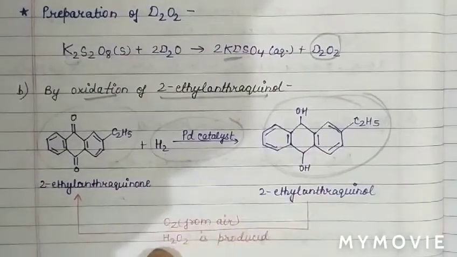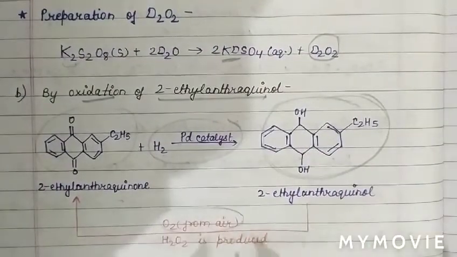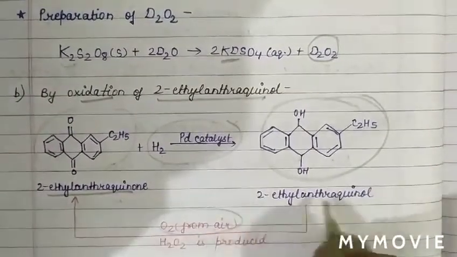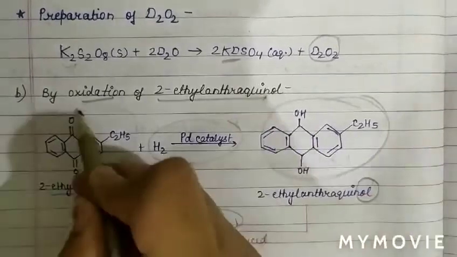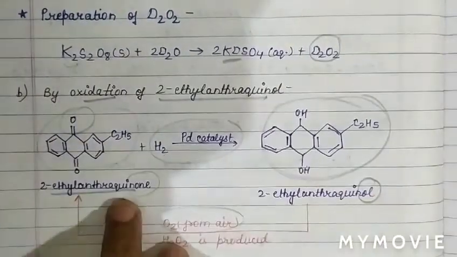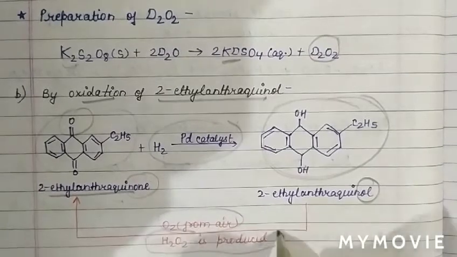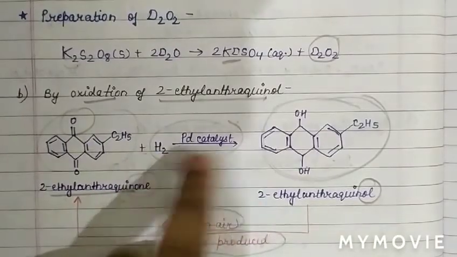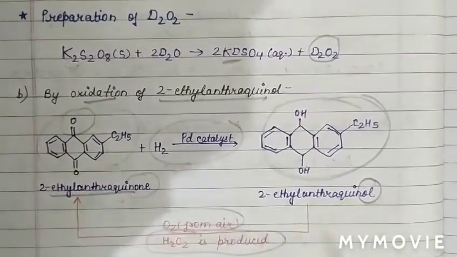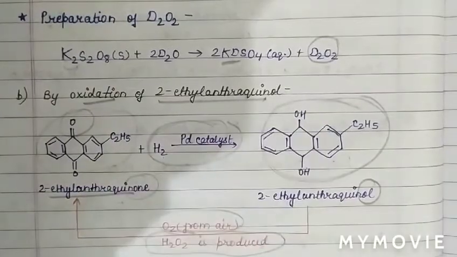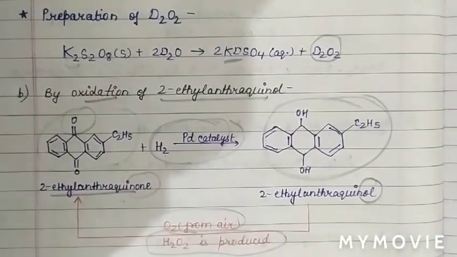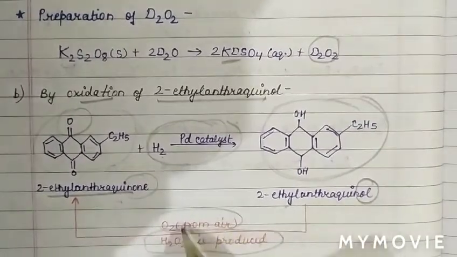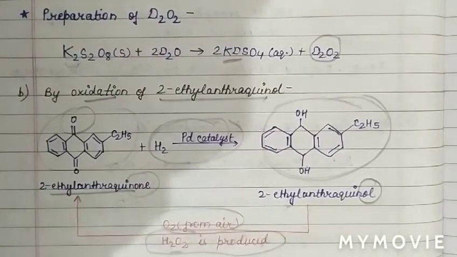When we oxidize it in the presence of air, the OH group changes into a ketonic group, so we get 2-ethyl anthraquinone, and we get H2O2, hydrogen peroxide, as a product. See another method, the reverse reaction can also take place by reduction. So on reduction we get the reverse product. So one of the methods for the preparation of H2O2 is when 2-ethyl anthraquinol on oxidation with air forms H2O2. So this is the byproduct.